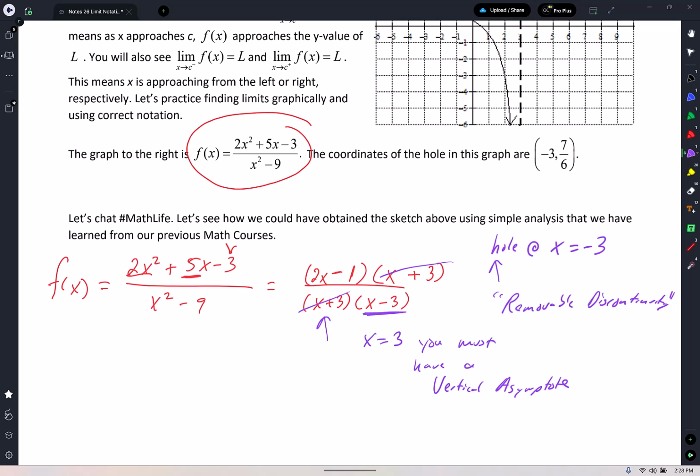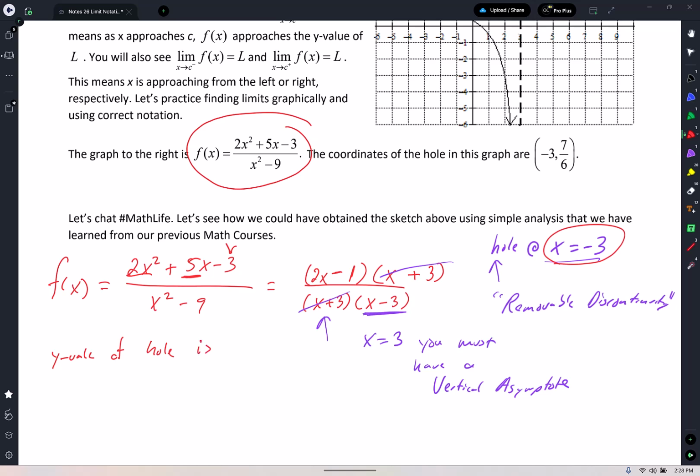All right. How do you find the y value of the hole? Well, I already know I have a hole at negative 3. So all you have to do is insert negative 3 into the remaining factors. So I'm going to write y value of hole. You can also say removable discontinuity if you don't like saying the word hole there.